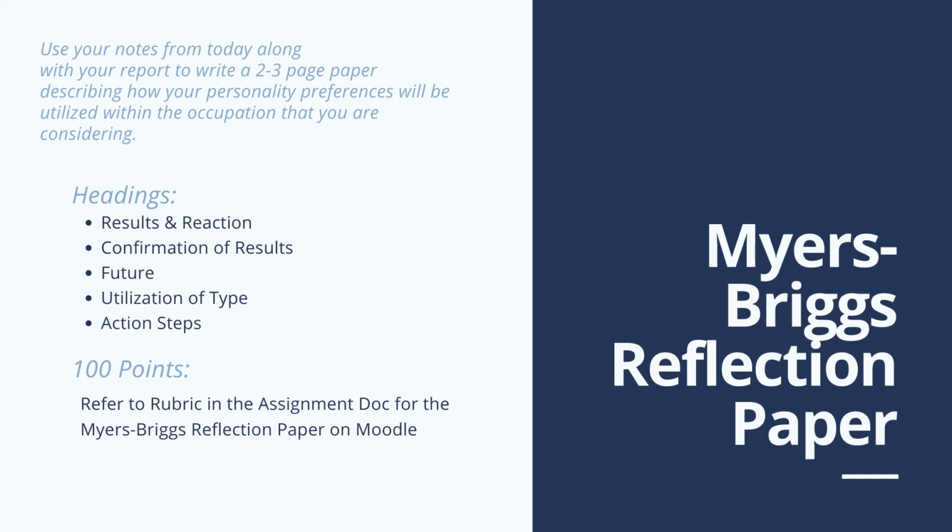Next is future. Next is utilization of type. How will that shine in your occupation? And lastly is action steps. What next? So refer to the rubric on the assignment doc on Moodle for your Myers-Briggs reflection paper.